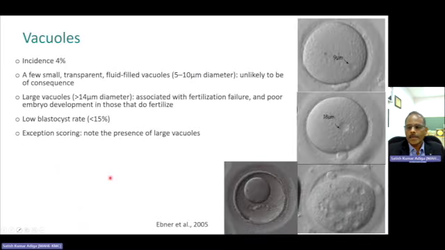Another common cytoplasmic abnormality is vacuoles. Vacuoles are fluid-filled structures. They could be small, as you see in this picture, or large, or there could be multiple vacuoles in one oocyte. Small vacuoles of less than 5 micrometer diameter are not detrimental to the oocyte, whereas large vacuoles of more than 14 micrometer are associated with fertilization failure. Multiple vacuoles can lead to displacement of the cellular organelles, which may eventually carry risk to the embryos.